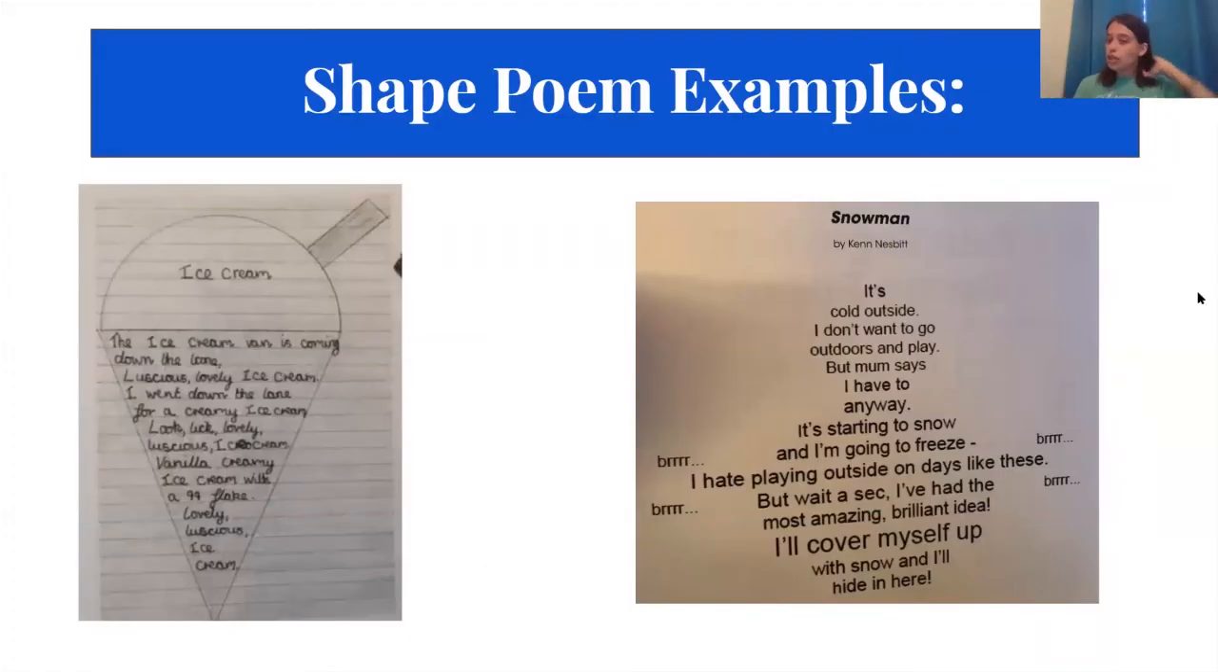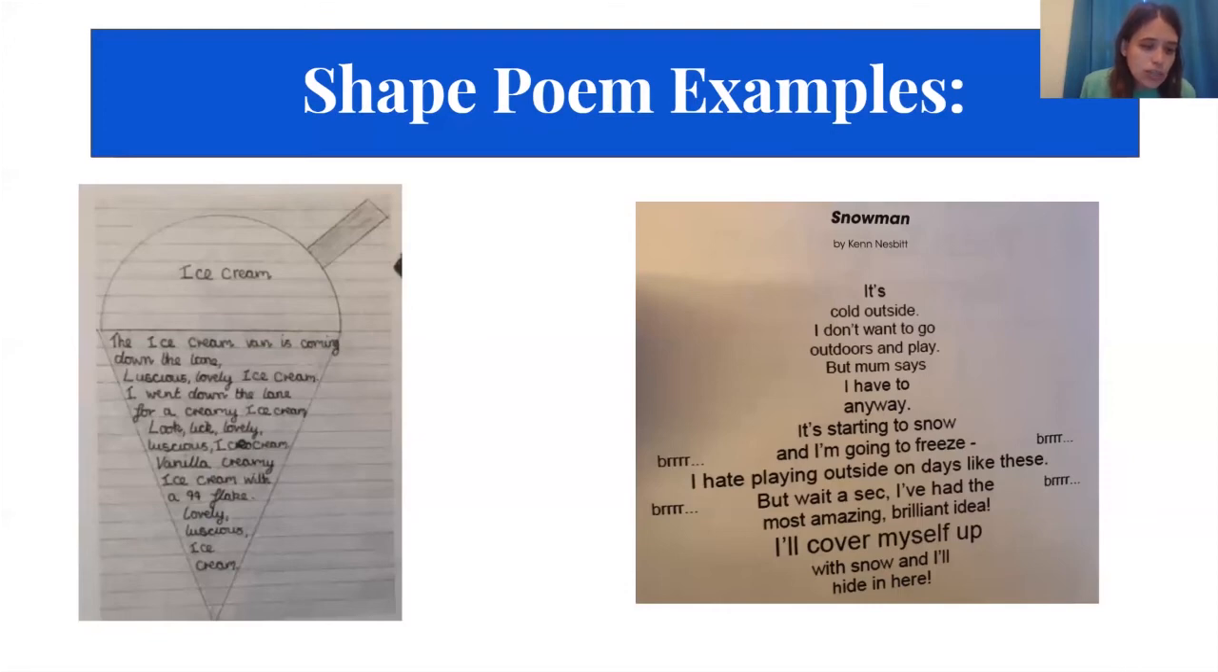So here we have some shape poem examples. So as I said, we have an example where it's just kind of written in the shape, and then we have one where the words make the shape. So the first one's called ice cream. It says, The ice cream van is coming down the lane. Luscious, lovely ice cream. I went down the lane for a creamy ice cream. Look, lick, lovely, luscious ice cream.